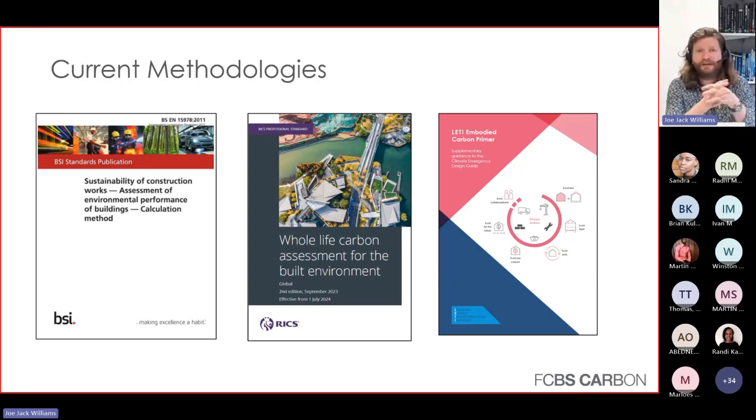The one in the middle is the new RICS guide. Came out yesterday, hot off the press. This is a really comprehensive and useful guide. This is the one I point people to. I point to LETI first, and if they're really interested, then I point to this RICS guide in the middle. Again, it's free. It's really detailed. It's setting the international standards, if you like, about how to think about whole life carbon.